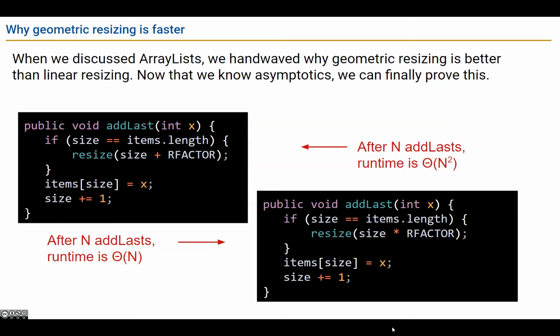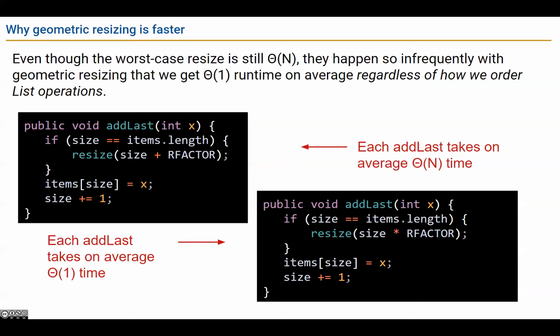Now, you can do some similar analysis with this one where you add a factor, and you'll find that this actually ends up being a runtime of theta of n squared. After n add last, you get theta of n squared runtime, which means that for every add last, you get on average n runtime. So even though these worst case resizes are still theta of n, if we look at the average runtime, we can see that this add last, where we do multiplicative resizing, is asymptotically much better than the version where we add only a constant amount to each item.